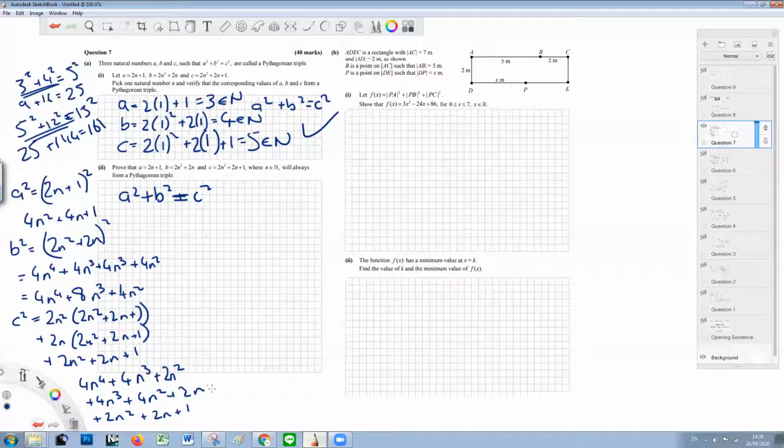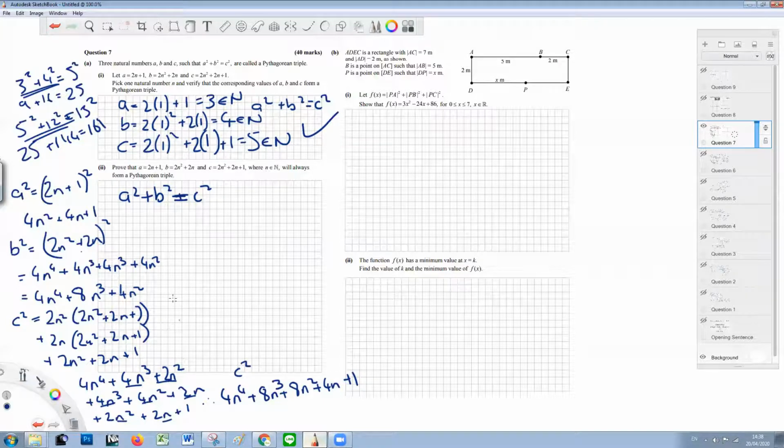So this is going to be 4n to the power of 4. This and this is going to be plus 8n cubed. This and this is going to be plus 8n squared. This and this is going to be plus 4n plus 1. So that's c squared.